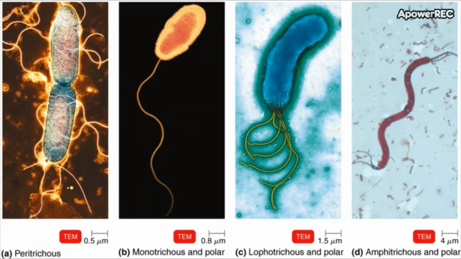Okay, so in these four images, we have different examples of flagella. In image A, we have something called peritrichous. And in this image, peri means around, so we can find flagellum all the way around the cell, coming off of the cell. In image B, we have monotrichous. It's called monotrichous not because it's on the end here, but because there is a single flagellum. It is also called a polar flagellum because it is at one of the polar ends of the bacterium.